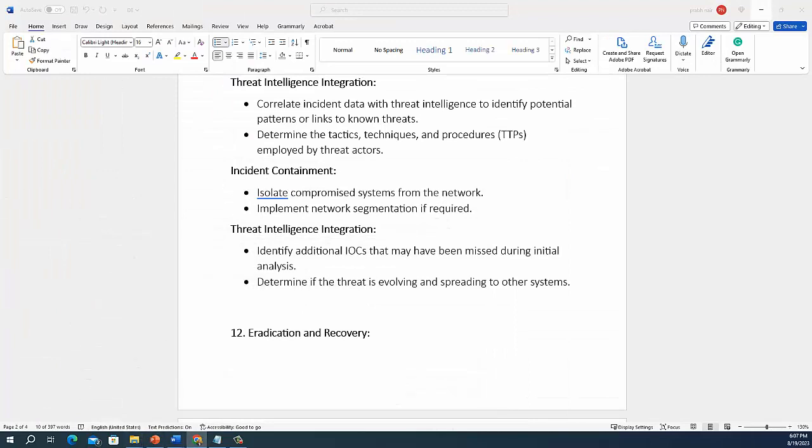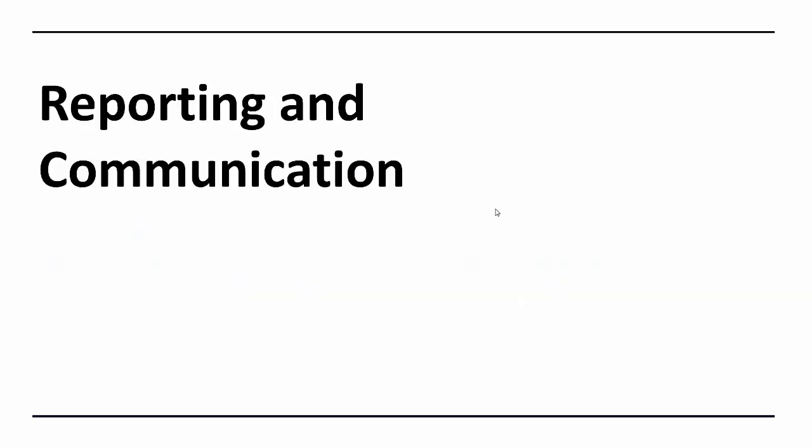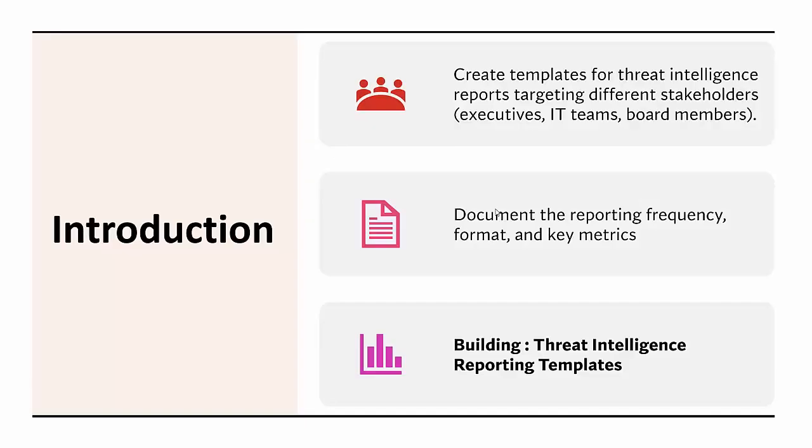Now, once we're done with the monitoring, we need to have reporting and communication. Reporting and communication is very important, team, because it is a crucial aspect of any effective threat intel program. We need clear and actionable reporting, so we can ensure that all the insights derived from threat intel are communicated to the right stakeholders in a way that enables informed decision making and appropriate response. It is good to create one common template by which you can notify people, and you can also define the reporting frequencies, the format, and key metrics.